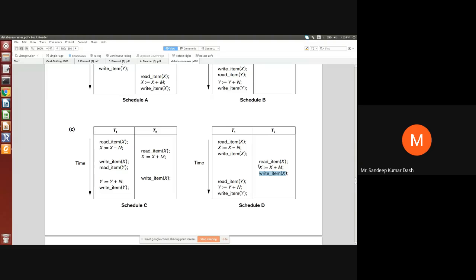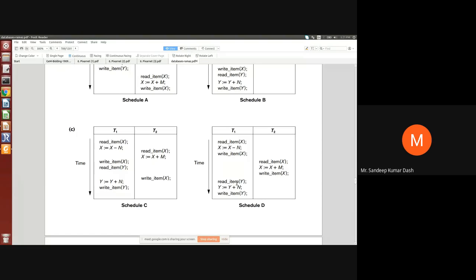When does it become a conflict? When one of them involves write and they are on the same data item. Here this involves write, same data item X and X. This involves write, same data item X and X. This involves read, this involves write on the same X. So this is conflicting, but there is no conflict between these operations. Write on X, read on Y, no conflict. Write on X, write on Y, no conflict. But had it been X, then this write X and this read X would have been conflicting. Is it clear or not?